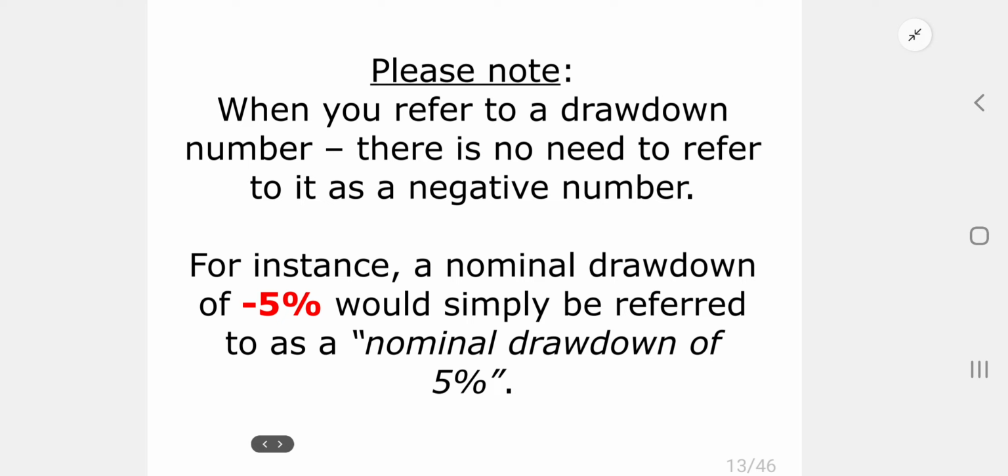Please note, when you refer to a drawdown number, there is no need to refer to it as a negative number. For instance, a nominal drawdown of minus 5% would simply be referred to as a nominal drawdown of 5%.